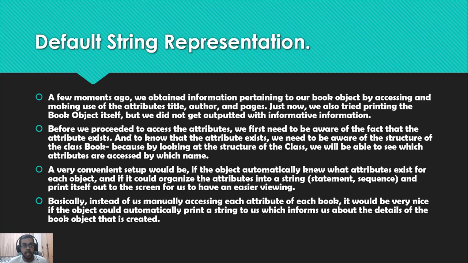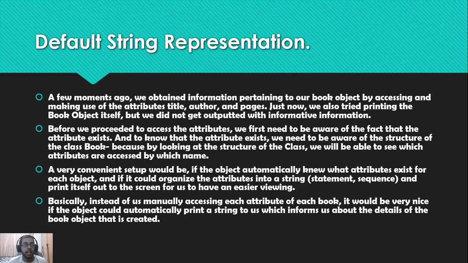Default string representation. A few moments ago, we obtained information pertaining to our book object by accessing and making use of the attributes title, author, and pages. Just now, we also tried printing the book object itself, but we did not get informative output. Before we proceeded to access the attributes, we first need to be aware of the fact that the attributes exist. And to know that the attribute exists, we need to be aware of the structure of the class Book. Because by looking at the structure of the class, we will be able to see which attributes are accessed by which name.